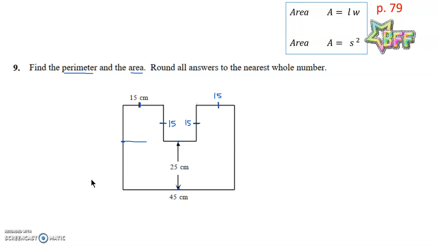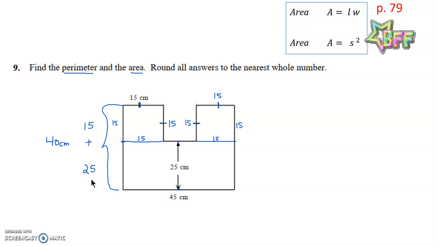But we do know, because if we take a line and we go across, we can see that we have a square here. This is 15, and this is 15. This is 15, and this is 15. So to get this outside measurement, we're going to take 25 plus 15, and that equals 40 centimeters.